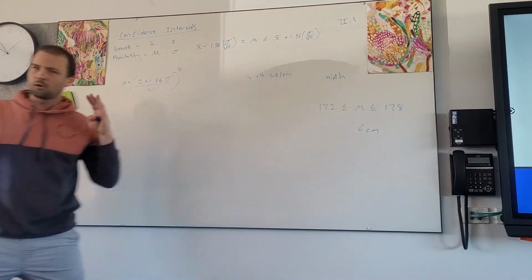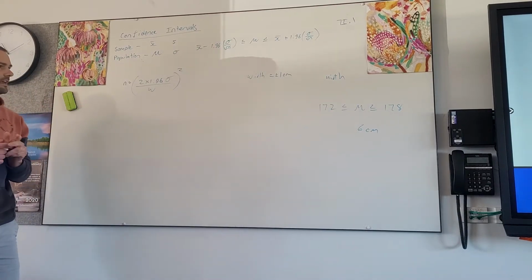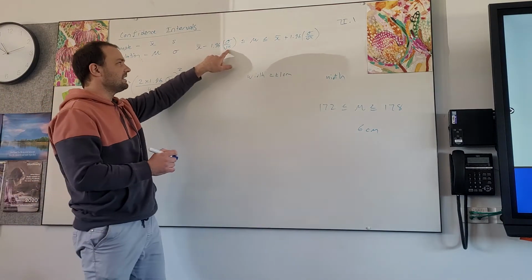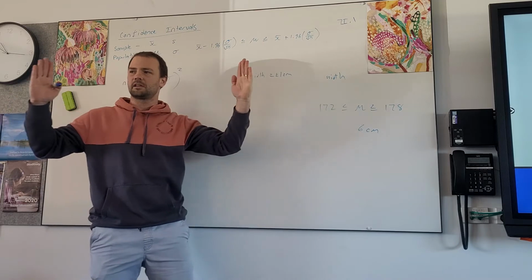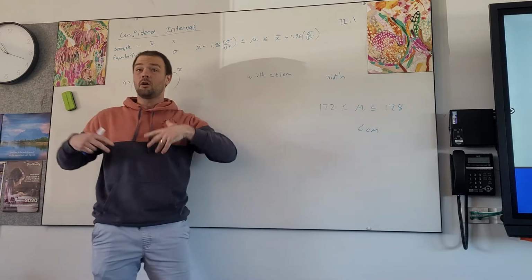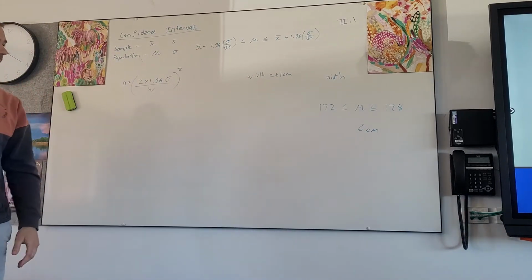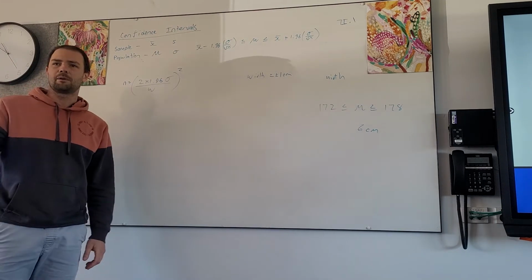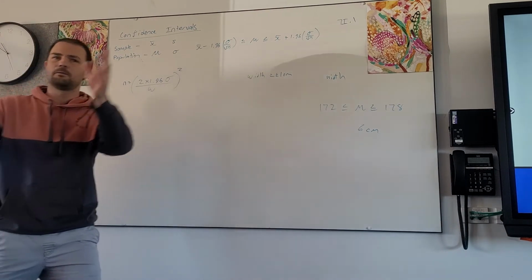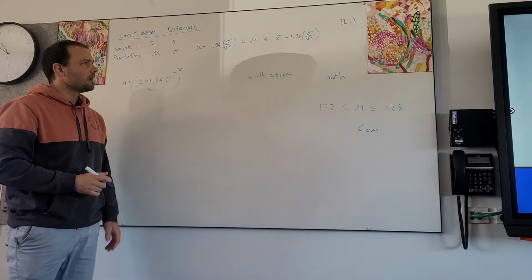And what you should have seen in question 1 is that if you increase n, if you increase the number of people you sample, the confidence interval is going to get smaller and smaller and smaller. And obviously that's true, right? The more people you sample, the more accurate your sample mean is going to be, the more indicative of the population it will be.